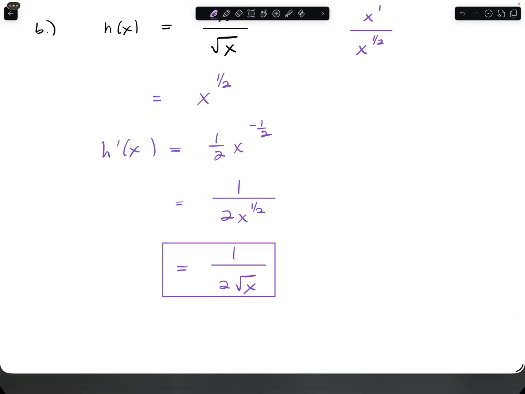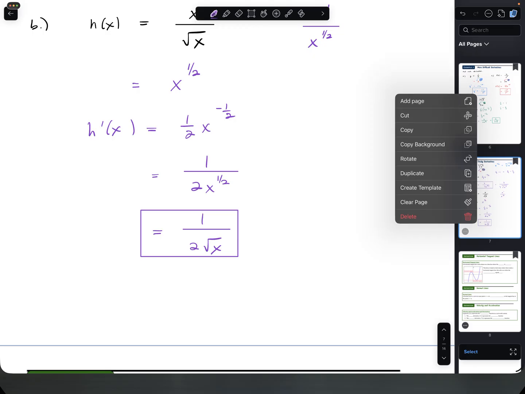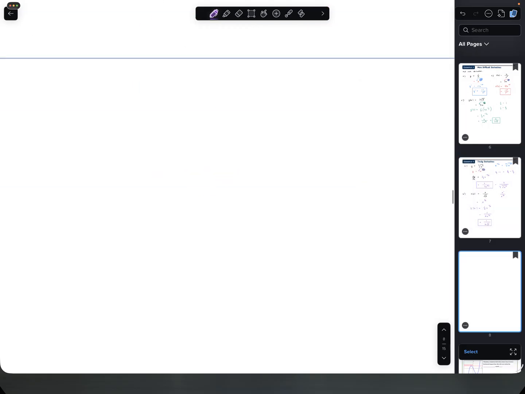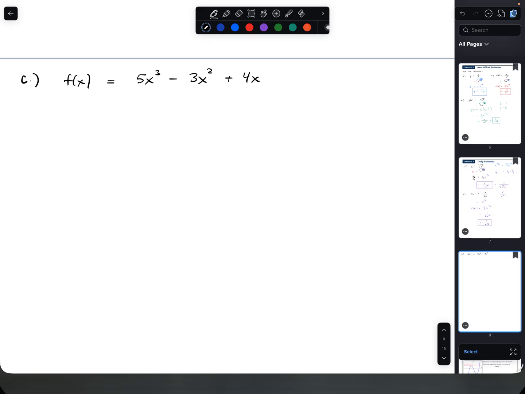All right, let's do one more and then we'll move on. C. So let's say I gave you guys f of x is equal to 5x cubed minus 3x squared plus 4x plus 8 all over x.